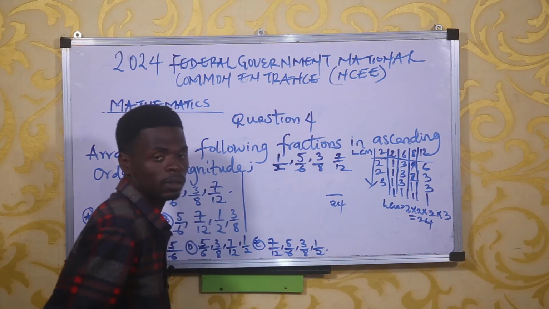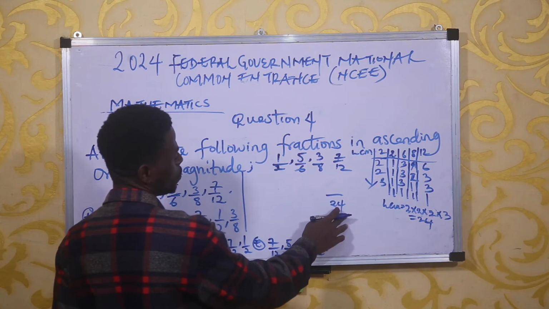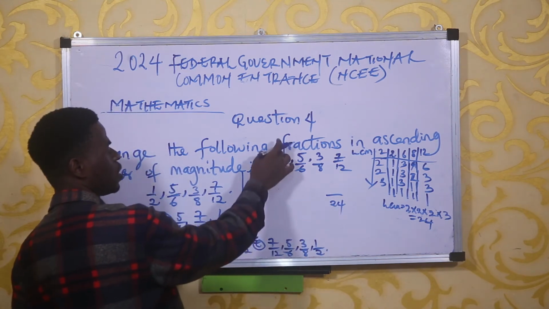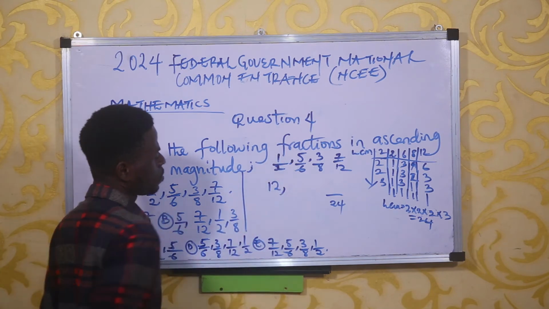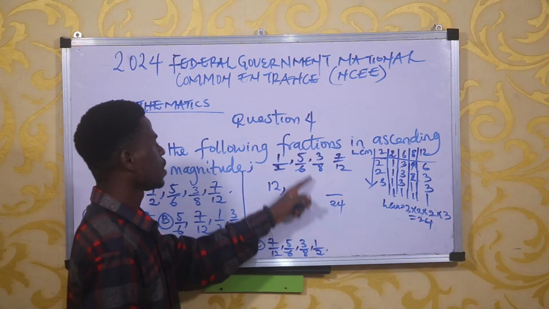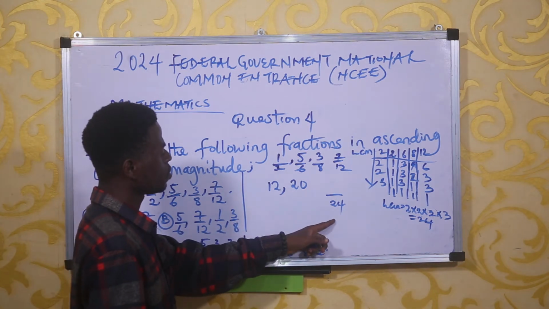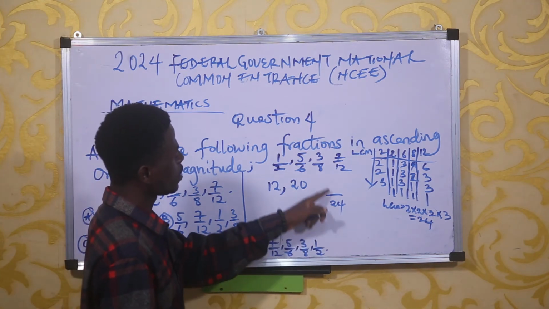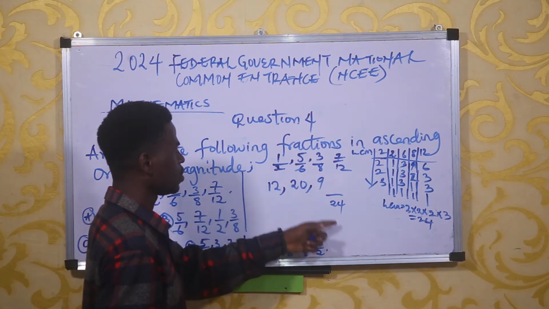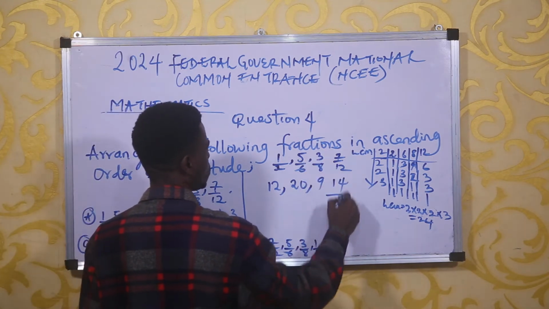So 2 in 24 gives us 12. Take note of that. 12 times 1 is 12. Then 6 in 24 is 4, and 4 times 5 is 20. Then 8 in 24 is 3, and 3 times 3 is 9, because 8 times 3 is 24. Then 12 in 24 is 2, and 2 times 7 gives us 14.